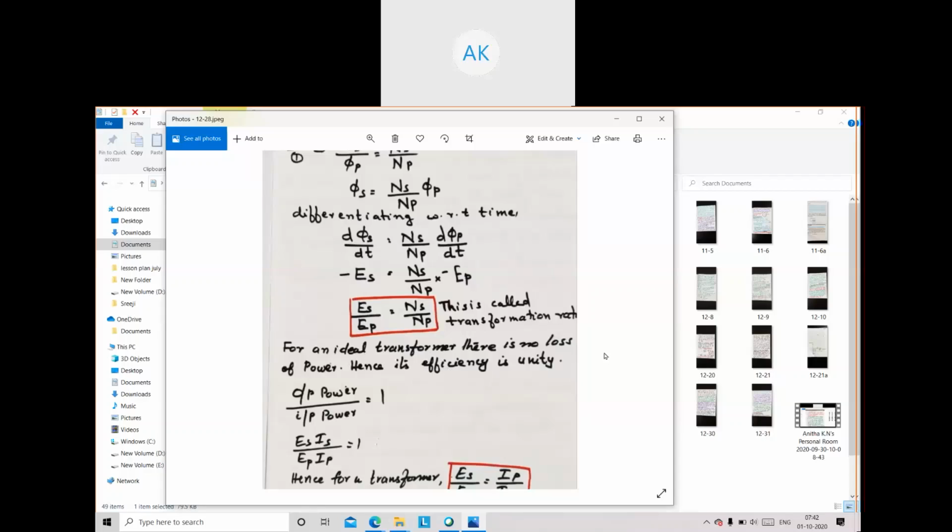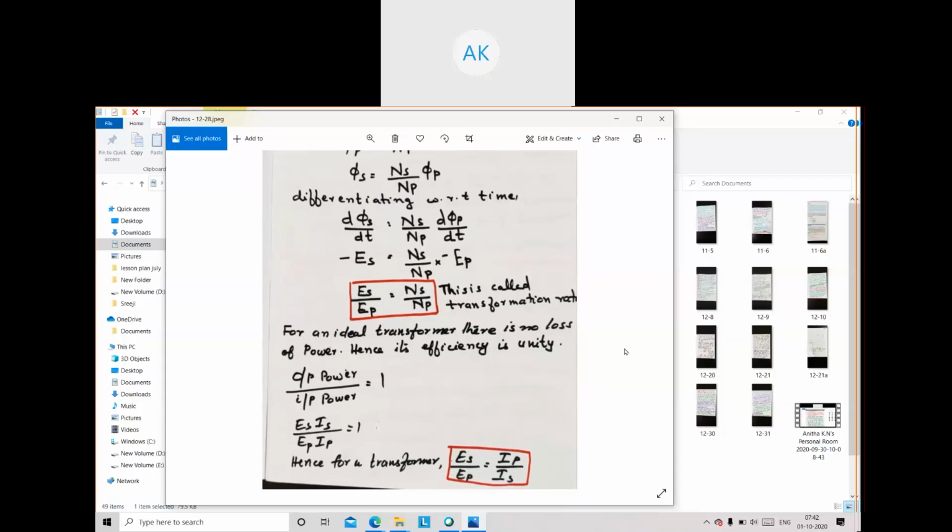Power is lost in different forms, so we never get 100% efficiency for a transformer. The efficiency equation is output power by input power. That is unity for which one? Ideal transformer. Whatever input power is there, the output also gives the same power. There is no loss. That is for the ideal case only, but practically many losses are there.